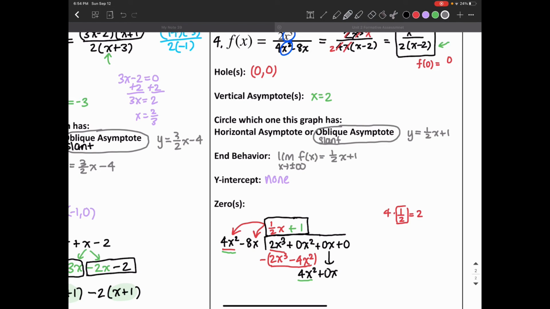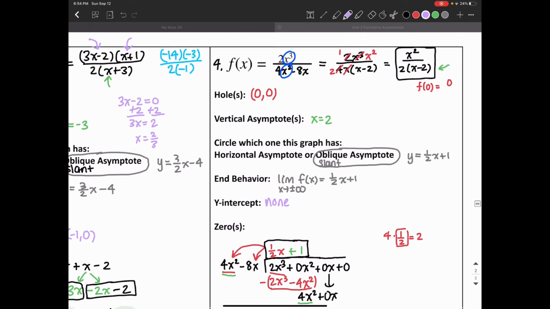Zeros, I'm looking if there's anything that makes the numerator equal to 0, and that's 0 only, but I know that also doesn't exist because there's a hole at that point.